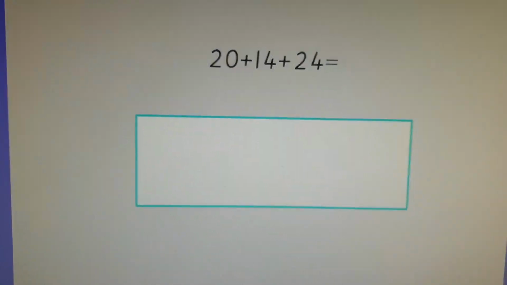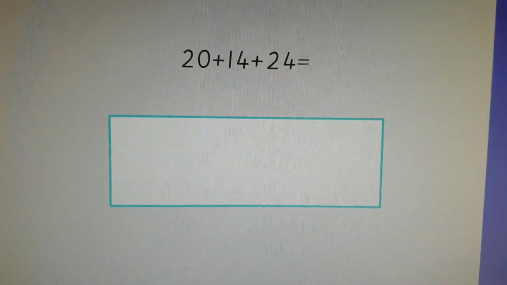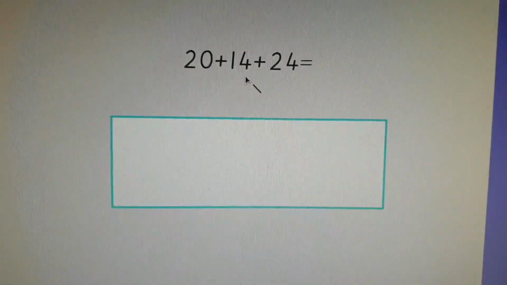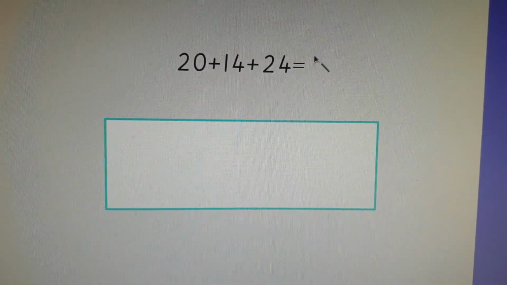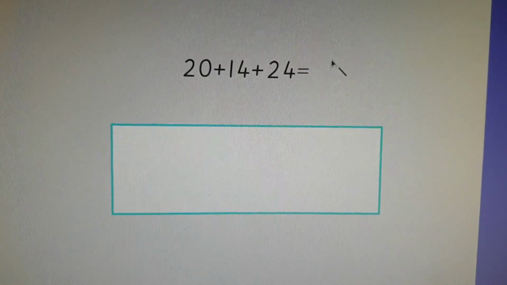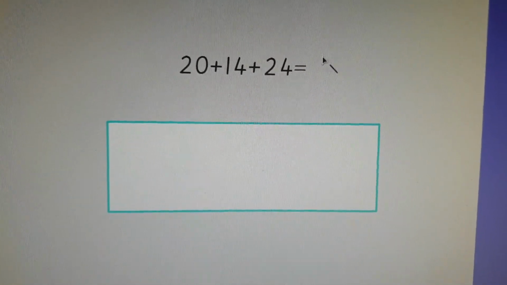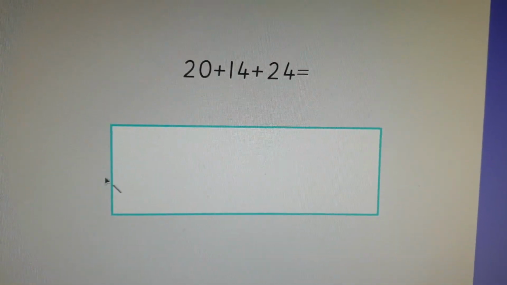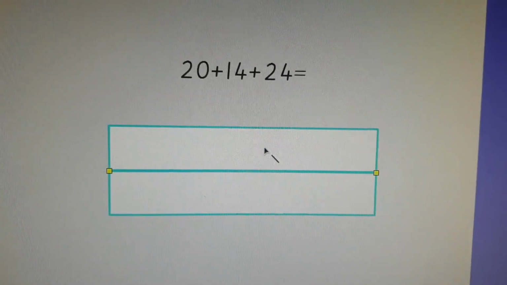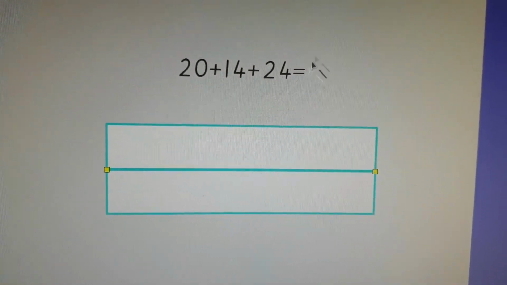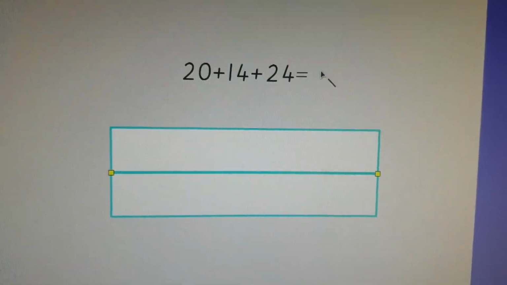Okay, my next one, my last one we're going to have a look at. I know I'm adding. This time though, I'm adding 3 numbers. My whole, my total, is at the end this time. Equals something. We don't know what that is. So I'm going to draw a line across the middle. My whole goes in the top. I don't know what that is at the minute. I haven't got an answer.